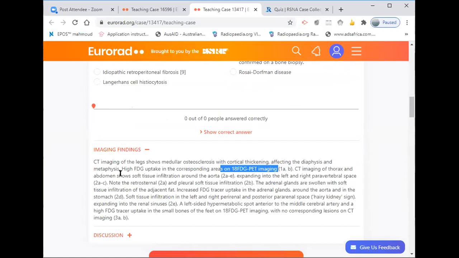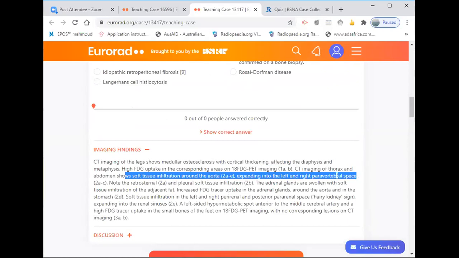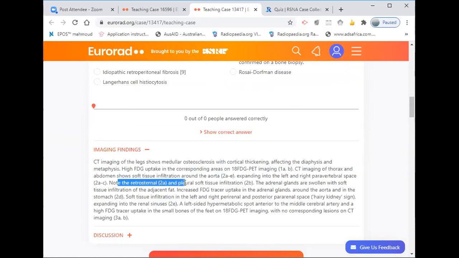The image of the thorax and the abdomen shows that there is soft tissue infiltration around the aorta. So we take 2 marks until now, good. And it goes in the left and right paravertebral space, nice. There is retrosternal soft tissue infiltration, perfect. So we take 3 marks, nice.